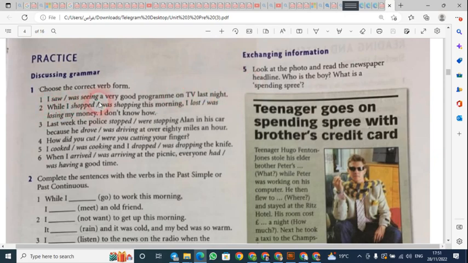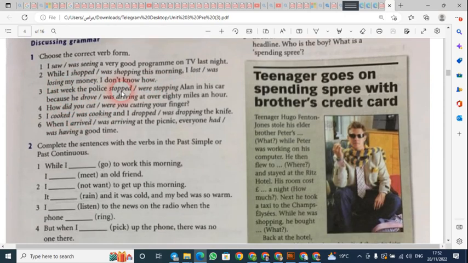While I shopped or was shopping this morning, I was losing my money. I don't know how. Here we have two actions. Shopping التسوق and losing my money وفقدان المال. Which one has duration? أيهما يكون فيه استمرارية ومدة وأيهما يكون قصير ويقاطعه؟ أكيد التسوق طويل. So we will say while I was shopping this morning I lost my money. I don't know how. لا أعرف كيف.